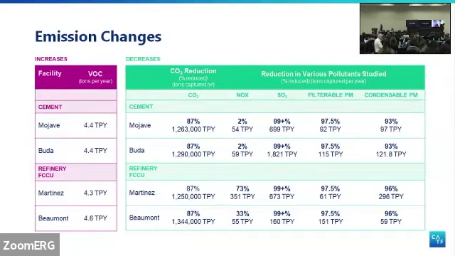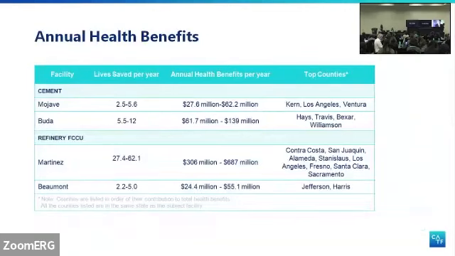So what I want to do is go to the last slide here, because I know I'm running out of time, and talk to you about what the health impacts of this are. The first column you see is lives saved per year. We ran these through the COBRA model, and for the cement plants, maybe 3 to 6 or more lives saved per year by reducing these emissions of the sulfur, the PM, and the NOx.